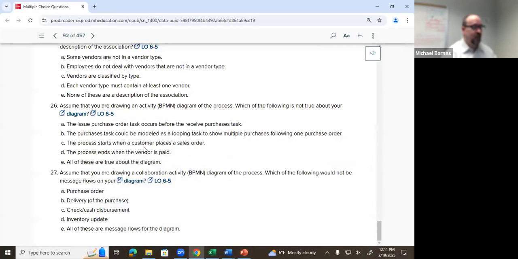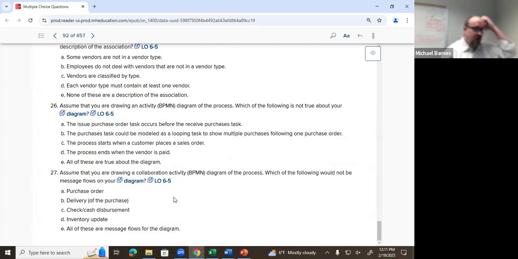The process starts when a customer places a sales order. What process are we in again? Are we in the sales process, or the revenue process, or the purchasing process? Purchasing process. Customers are related to revenues, okay? Customers are not relevant to this decision process. So C is our answer. That's not part of this process diagram.